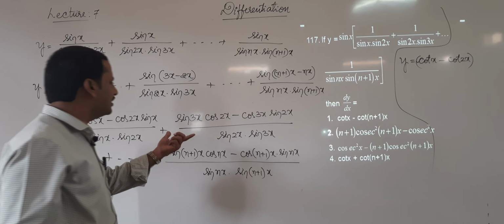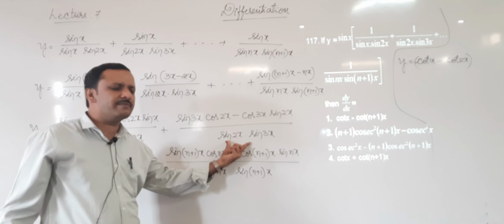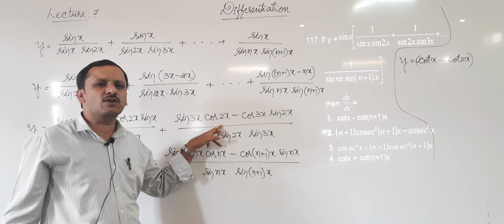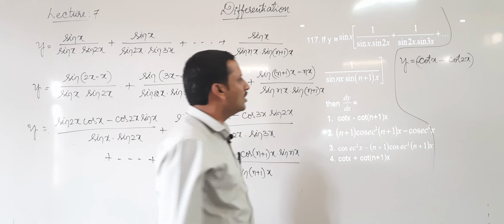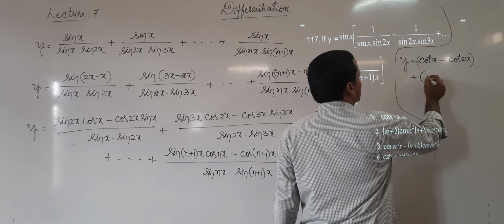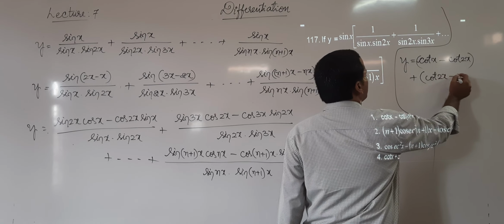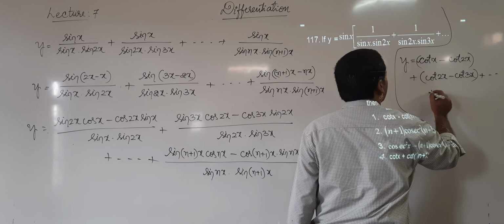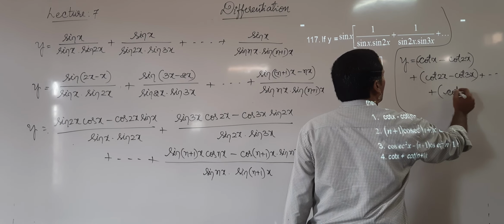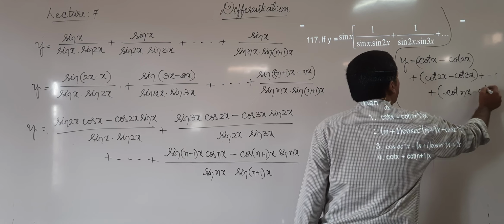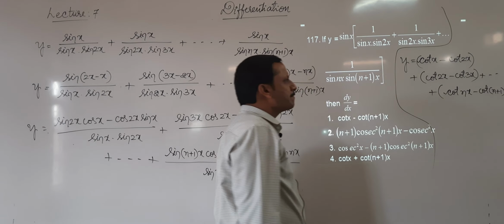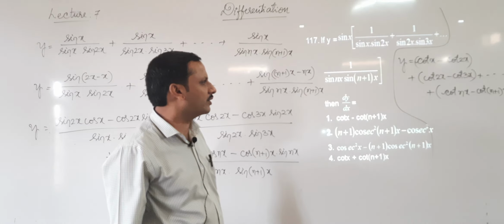Similarly, next term sin 3x cos 2x by sin 2x into sin 3x, here sin 3x gets cancelled, cos 2x by sin 2x is cot 2x. I will write here plus cot 2x minus cot 3x and so on. Finally, we will get cot nx minus cot (n+1)x. This is what we are going to get.